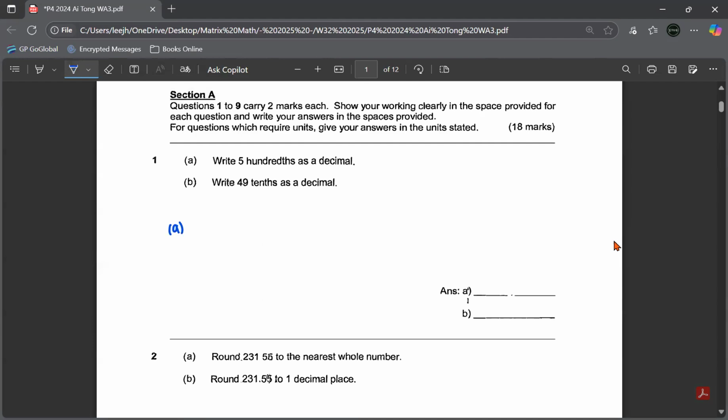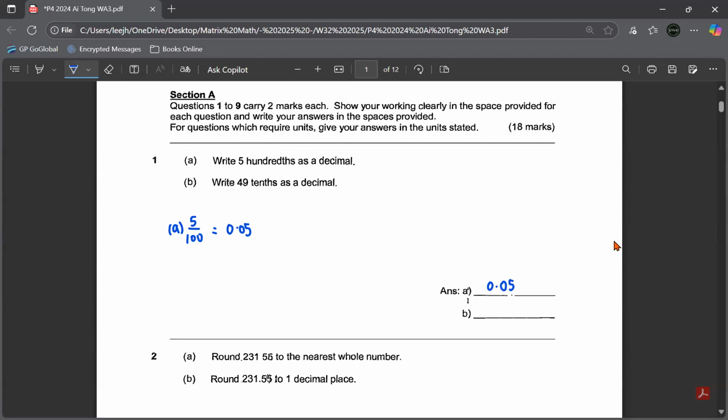So, 500ths as a decimal, 500 means 5 over 100. Okay, so when you change it to decimal, the 5 must be in the 100th place. So it's 0.05. So answer for A is 0.05.